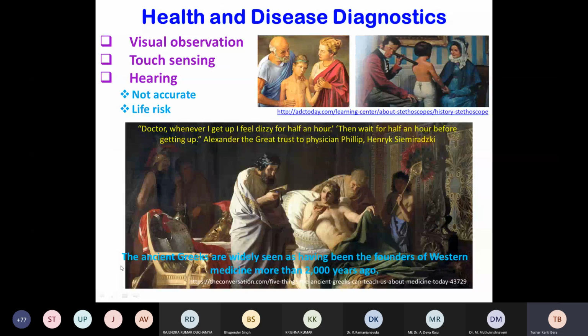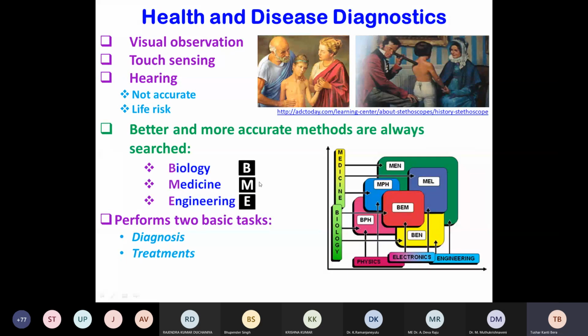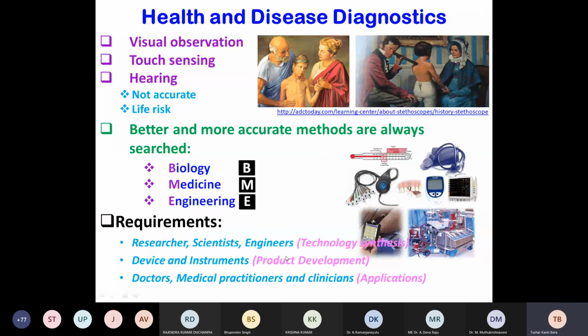So gradually our science and technology has developed, and we got several instruments, and several disciplines are combined to develop improved material with more accuracy. Biology, medicine, and engineering are combined to develop the biomedical engineering field, where we found several technologies can be developed. With the help of technology, devices can be developed, and with the help of the devices or instruments, several experimentations can be conducted to save our life, to study our health condition.